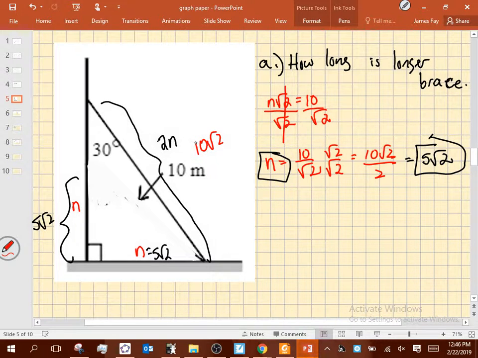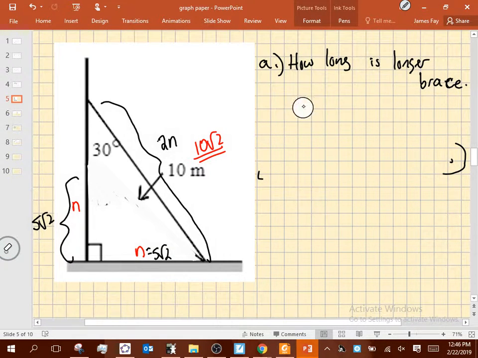10 radical 2. That's the length of my longer brace. The length of the longer brace is 10 radical 2. Now they ask you for it as a decimal. Radical 2 is 1.414. They want one decimal place, so it'd be 14.1. That's what they want for part A.